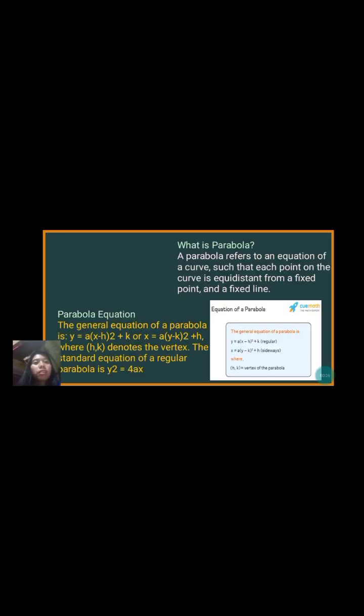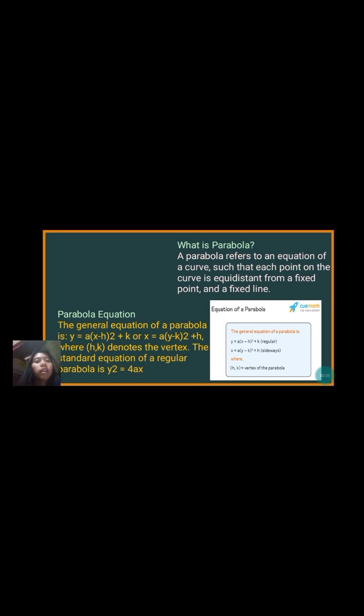Last lesson, we tackled the hyperbola, one of the resulting curves of a cone. Now, we next discuss the parabola, another of the resulting curves of a cone. So now, what do you mean by parabola? What is a parabola, by the way?